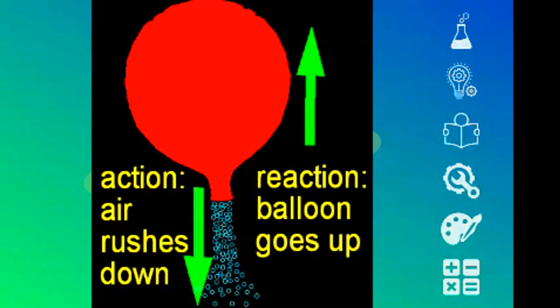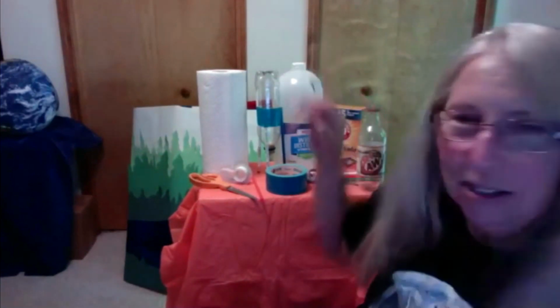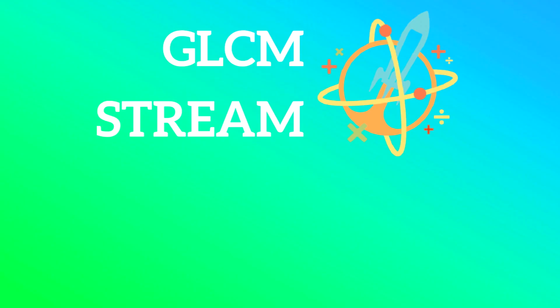Air rushing out of the balloon is going to push that balloon up. So let's see what happens. All right, 1, 2, 3. Oh, wow. So that's how rockets kind of work. We are going to build 2 different kinds of rockets today.